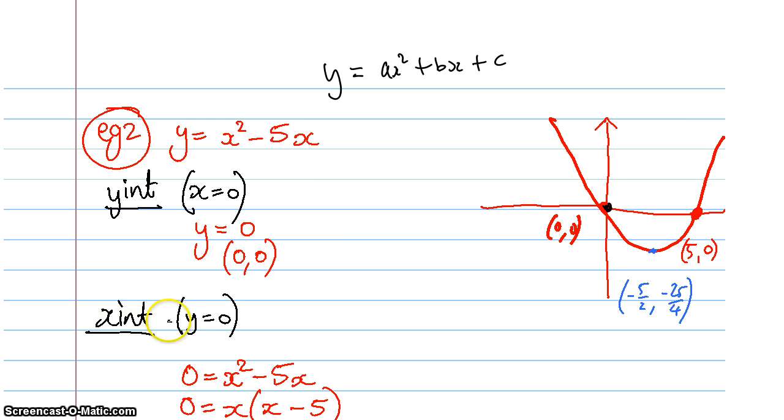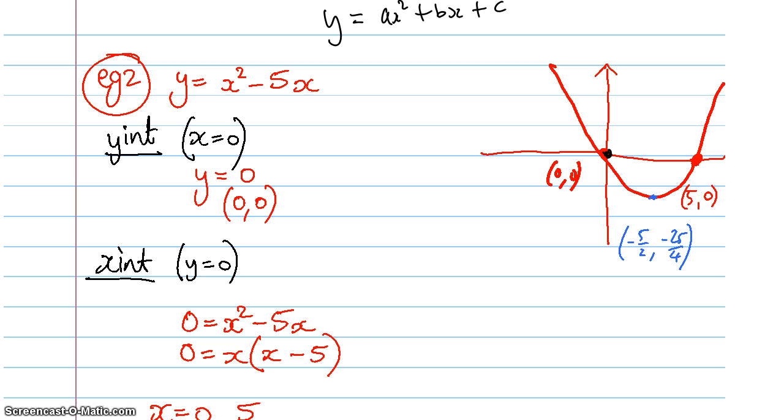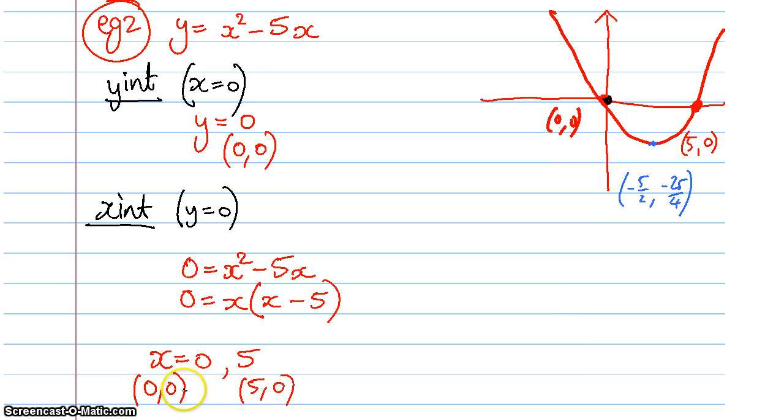My x-intercept is when y equals 0. I already know one of them, I already know that x equals 0, but let me try and find out the other one. So I get 0 equals x squared minus 5x. I'm going to factorize that to become x times the bracket x minus 5. And now I use the null factor law, and this is where people get confused sometimes. That means that if that times that equals 0, then x equals 0 or x equals 5. Okay, so I end up getting (0, 0) and (5, 0). So I've got this point and this point here.